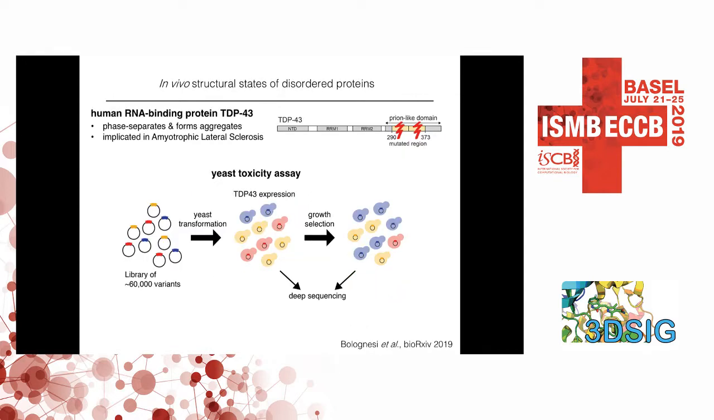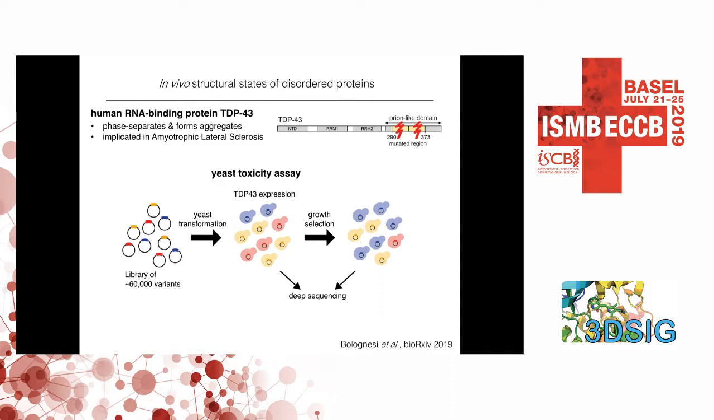And finally, the second example is a new project we've recently put up on bioRxiv, where we were interested in learning something about disordered proteins. In this case, we did a deep mutational scan on the human RNA binding protein TDP43, which is known to phase separate and form aggregates, and it's implicated in the neurodegenerative disease ALS, right? It has a structured region with RNA binding motifs and a C-terminal region that is prion-like, so disordered. And we mutated 2 chunks of this prion-like domain separately.